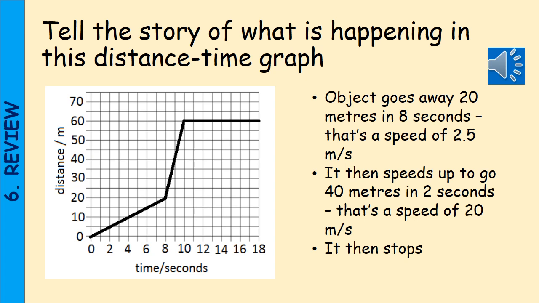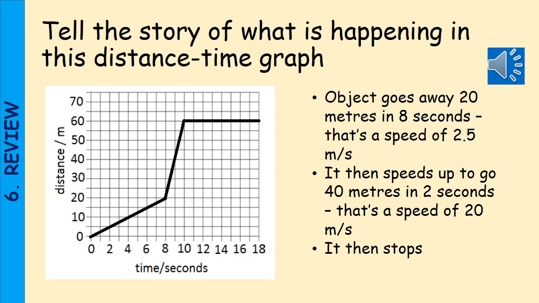Now you're not going to have any problem with the first bit, so the first bit there, it's gone 20 meters total in 8 seconds. So to find the speed, you do 20 divided by 8, and that will give you 2.5 meters per second.